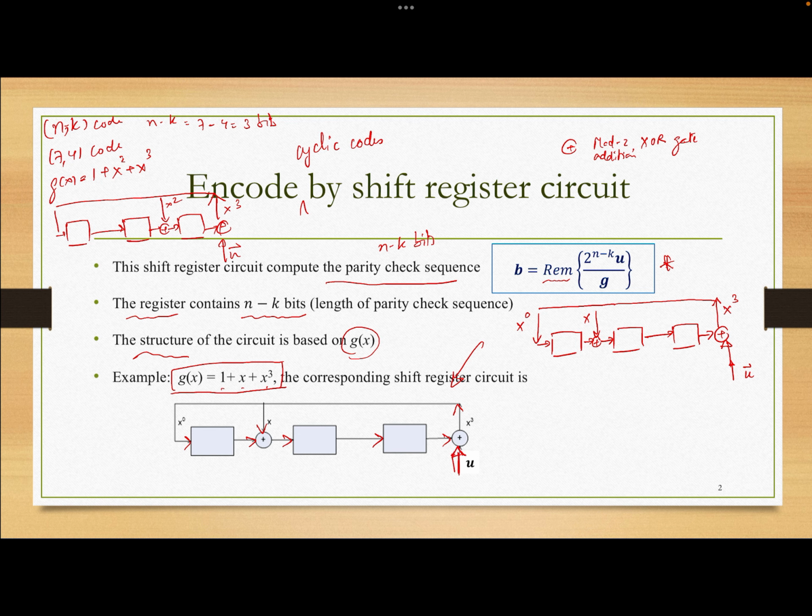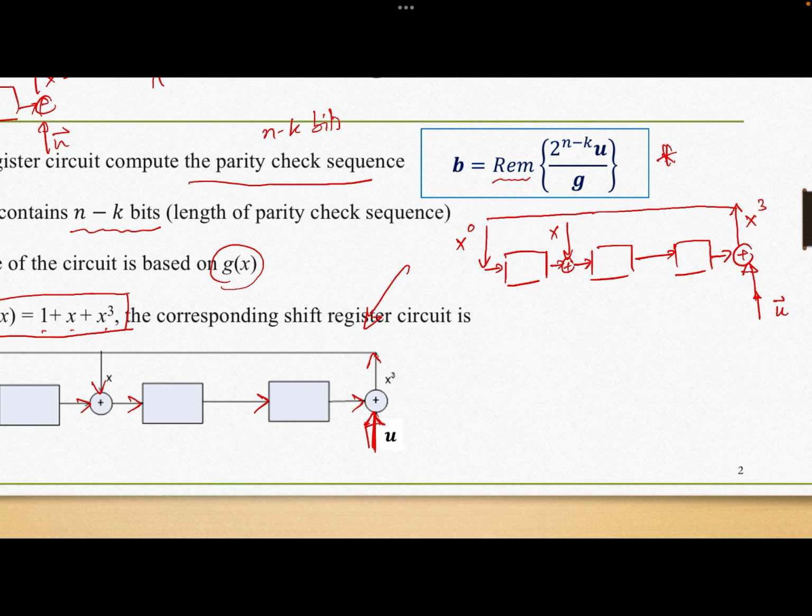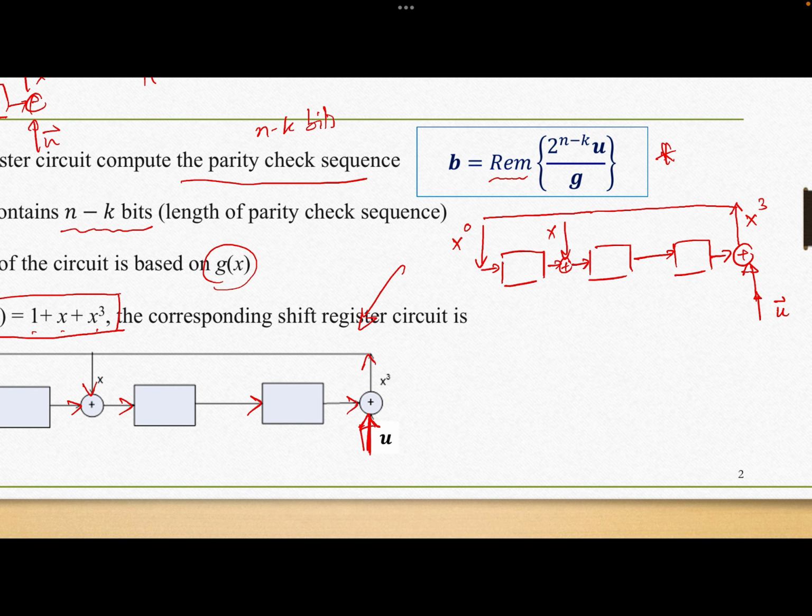Okay, data in from the right hand side and the arrow this way. Okay, if we have a different G(x), for example, a standard CRC, we have, for example, G(x) equal to x to the 16 plus x to the 15 plus x squared plus 1. Okay, we must have n minus k blocks in the shift register circuit, right?